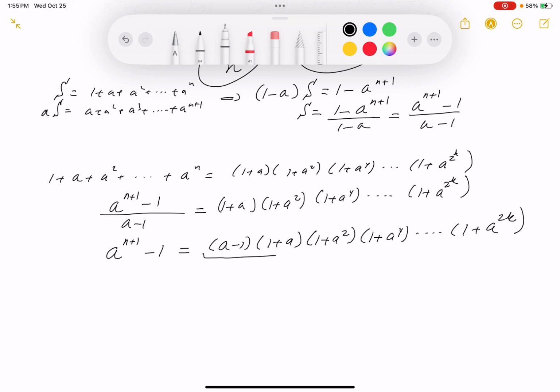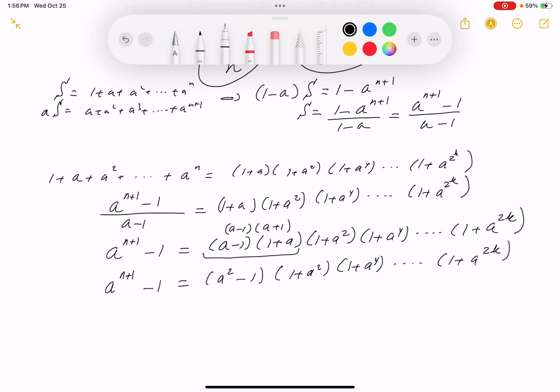Well, you know what? I could basically say this second term is really a plus 1, right? So I'm going to write that down. A to the n plus 1 minus 1. And I could take those first two factors and multiply them together. And again, a minus 1, well, that's a minus 1, and this is going to be a plus 1. And that turns out to be pretty simple, right? What does it turn out to be? A squared minus 1. And then I get this over here, 1 plus a squared, 1 plus a to the 4, and so on, up to 1 plus a to the 2 to the k.